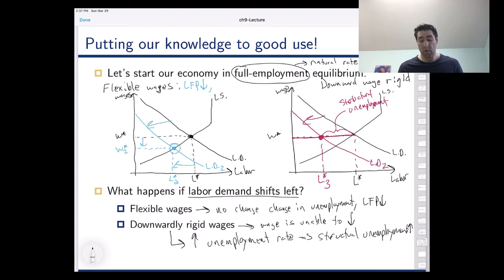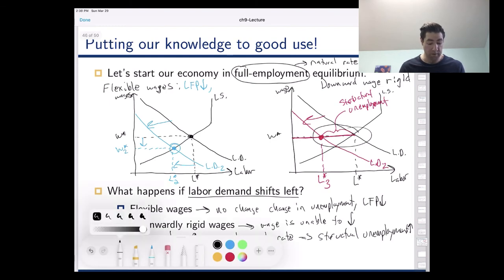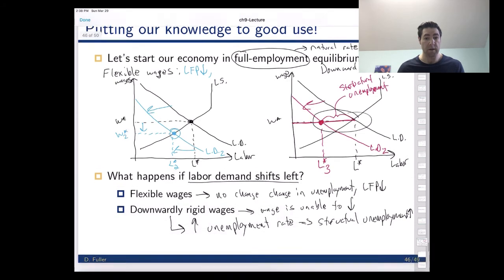Okay, and so we can see that on the graph. Structural unemployment is the difference between the quantity of labor supplied and the quantity of labor demanded. So that entire decrease in employment that we see in the downwardly rigid wage case is all going to be an increase in unemployment. That's our structural unemployment. So that's a big difference between the two models, and it's going to be an important one moving forward, trying to explain what's going on in the labor market.